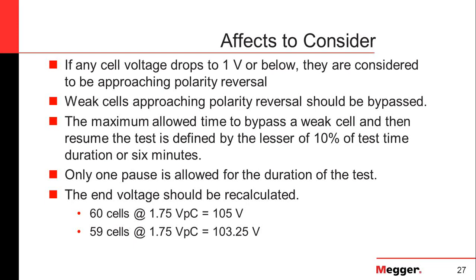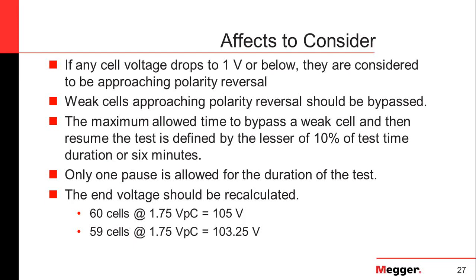If you reach that point on a particular cell and you still have some time to go on your test, then you should bypass that cell. When you're bypassing a cell, you have a maximum of 10% of the test time or 6 minutes, whichever is less. So for a 1 hour test, you have 6 minutes, and for a 2 hour test, you have 6 minutes. But if you're on a 30-minute test, then you only have 3 minutes to swap that battery string to bypass that cell.